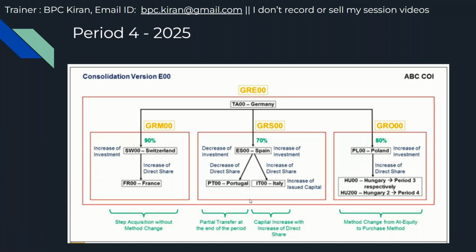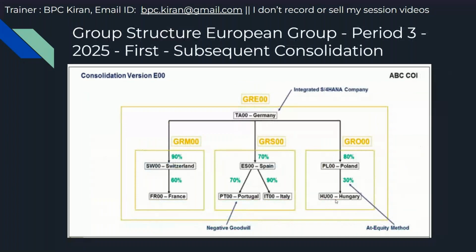And we have accounting method change because, as I said, in period 4 we have step acquisition, partial divestiture, and increase of capital, then a change in the accounting method. So we have Hungary earlier. If you see period 3, we have Hungary. In period 4, what we are doing, this 30% we have to increase to some 60% or whatever. So the method changes, equity to purchase method.